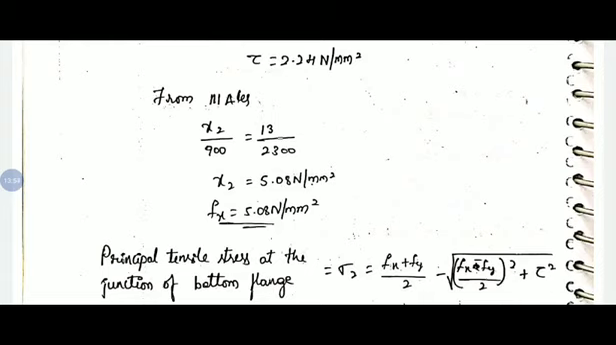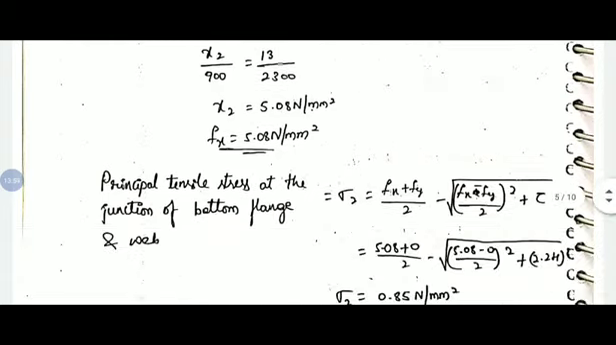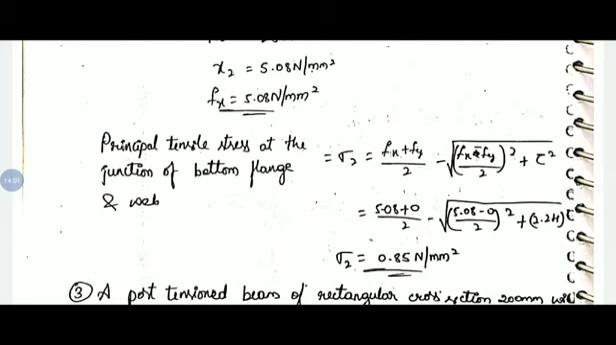So again principal tensile stress at that junction we need to consider this same equation, but substituting Fx and tau as obtained at that level. So we will get principal tensile stress is 0.85 Newton per mm square.